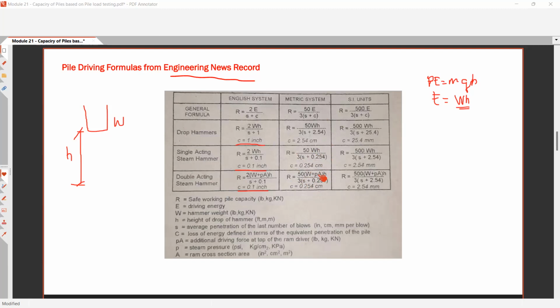And ito naman yung PA is the additional driving force at top of the ram driver. Itong PA na to. Okay. Kasi sa double acting steam hammer, meron siyang additional driving force. Meron kasing ram driver. Okay? If you know yung ram driver.